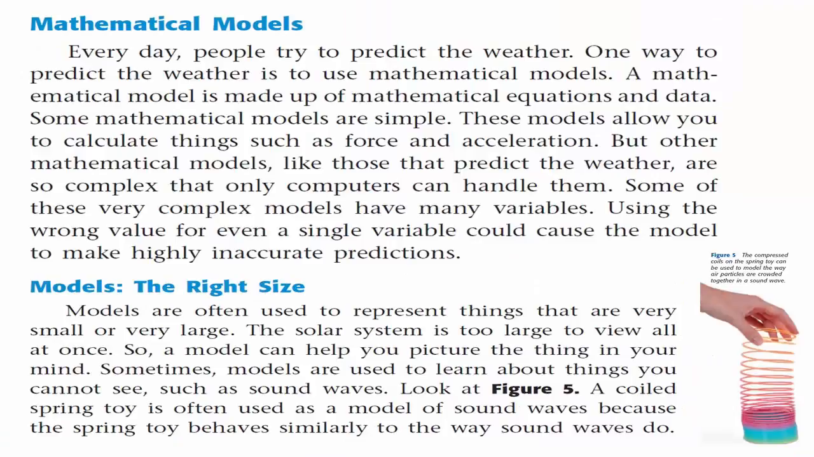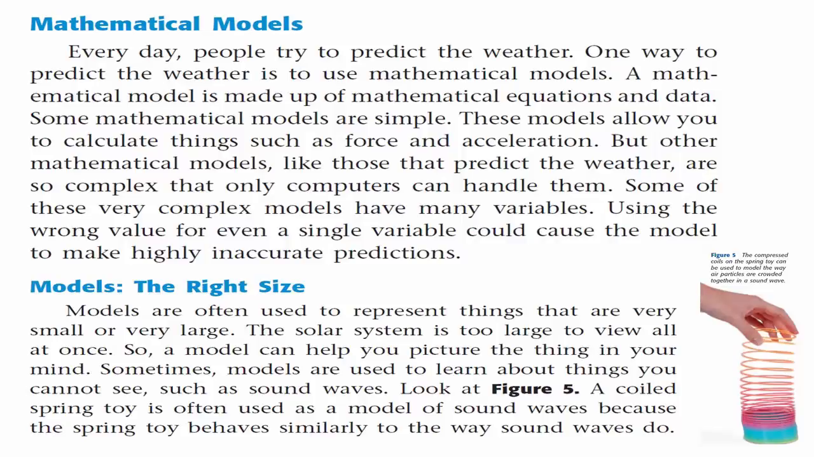Mathematical models. Every day, people try to predict the weather. One way to predict the weather is to use mathematical models. A mathematical model is made up of mathematical equations and data. Some mathematical models are simple. These models allow you to calculate things such as force and acceleration.